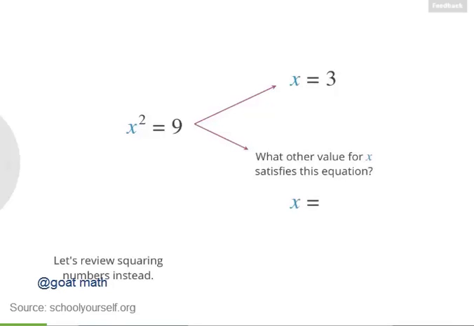What other value for x satisfies this equation? What other number can you square to get 9? Exactly, x can also equal -3. So both 3 and -3 are solutions to this equation. But when we say the square root of a number, we're referring to the positive root.